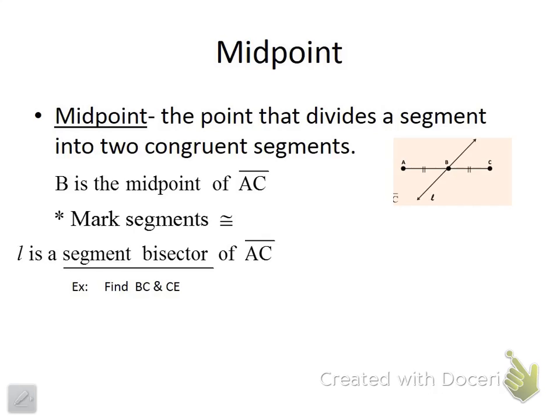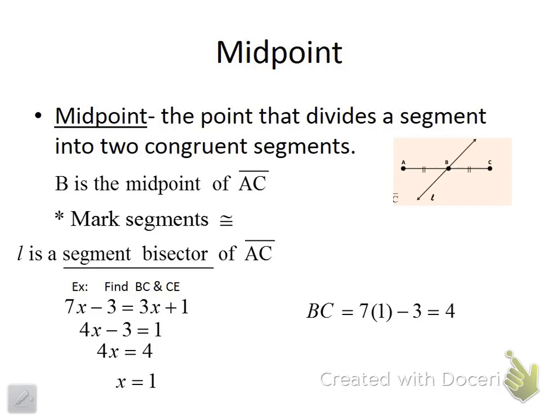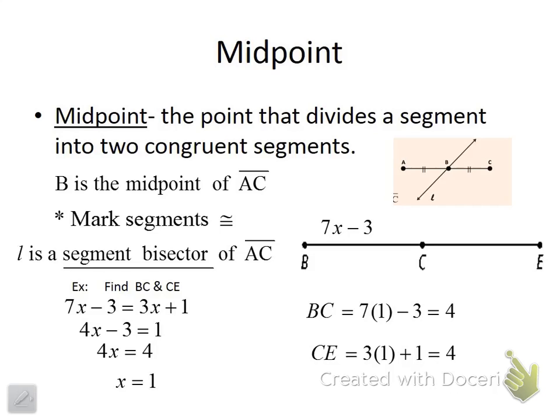L is a segment bisector. Segment bisector. It's bisecting my segment that I have. So this L bisects AC. It is intersecting into that AC line, but it goes through the middle. Okay, we're going to skip through that.